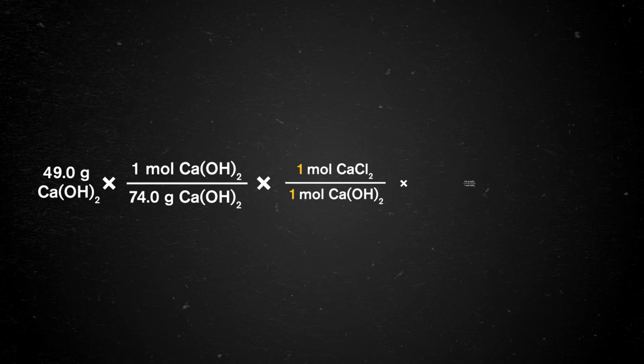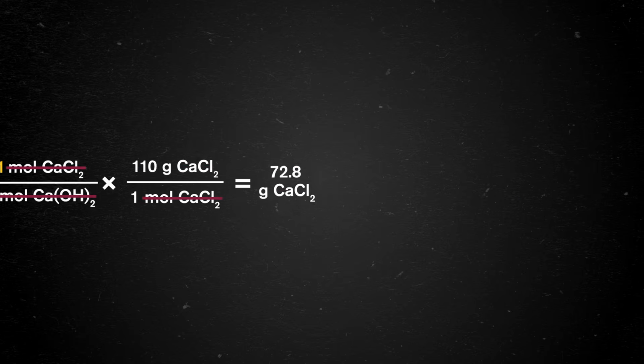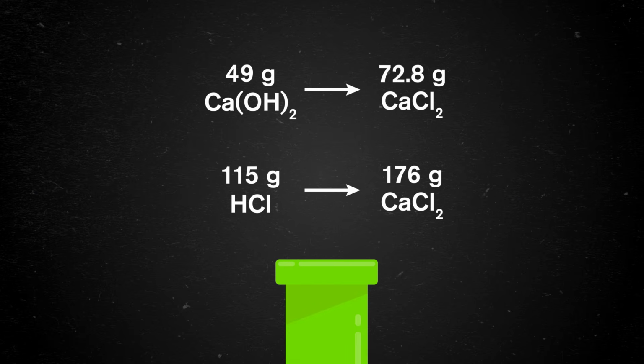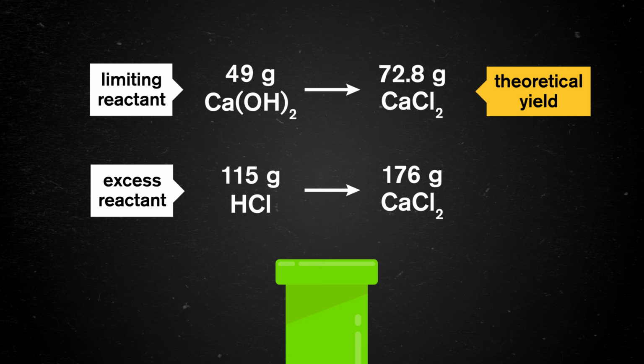If we do the same calculation setup for 49 grams of calcium hydroxide, we get 72.8 grams of calcium chloride. Since calcium hydroxide produces far less calcium chloride, it's the limiting reactant, and hydrochloric acid is the excess reactant. Our expected or theoretical yield is the smaller of the two numbers at 72.8 grams.